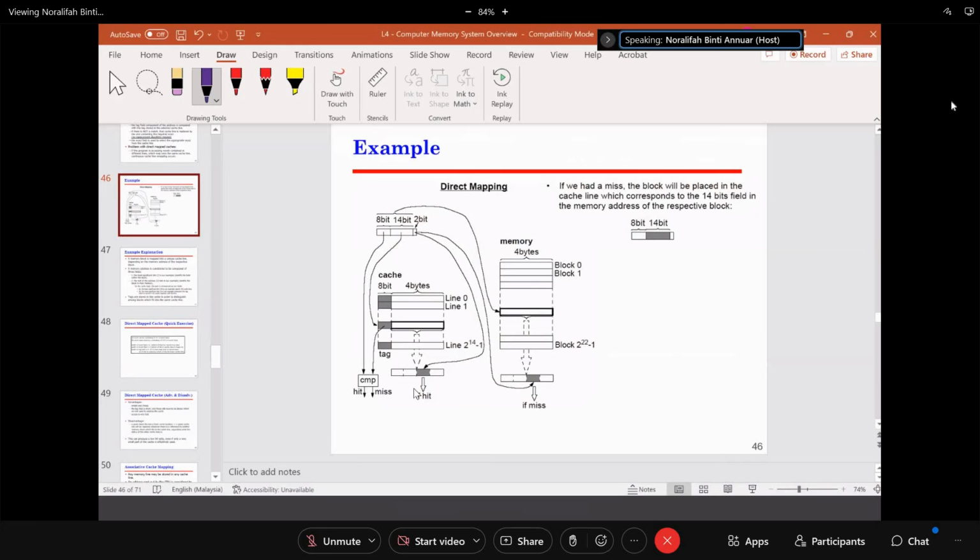This is what we call comparator lah. Yang hit dengan miss. Kalau miss maksudnya it's not exist in the cache. So dia kena ambil daripada memory, masukkan ke dalam cache. Kalau hit maksudnya CPU can find the address yang dia nak looking tu dekat dalam cache. Okay? Comparator lah, dia akan compare. Okay?